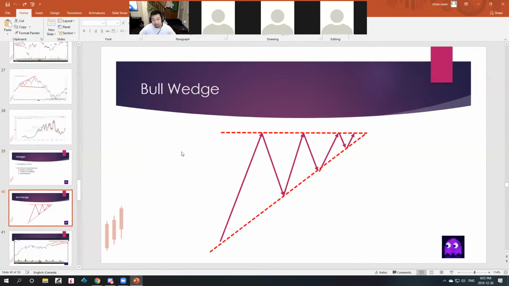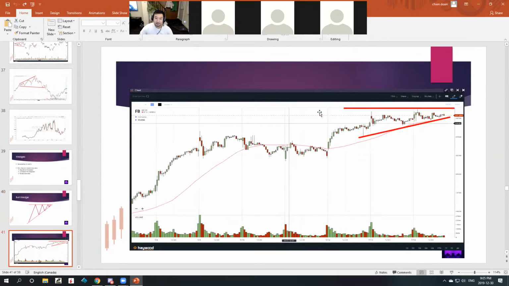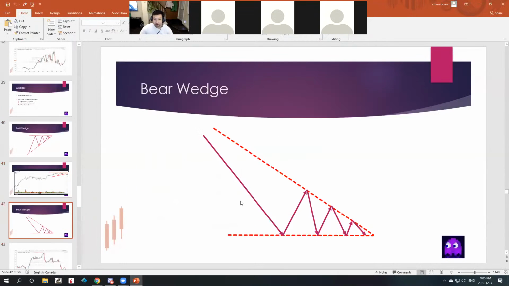So here's your basic bull wedge pattern. The key here is that it's bouncing off of a key resistance level. Here's your bear wedge pattern, and the bear wedge pattern is that it's bouncing off of a support level.